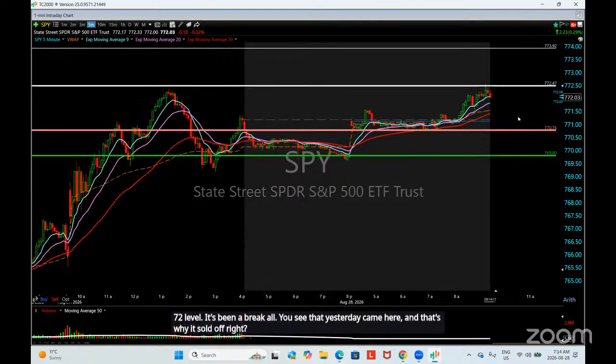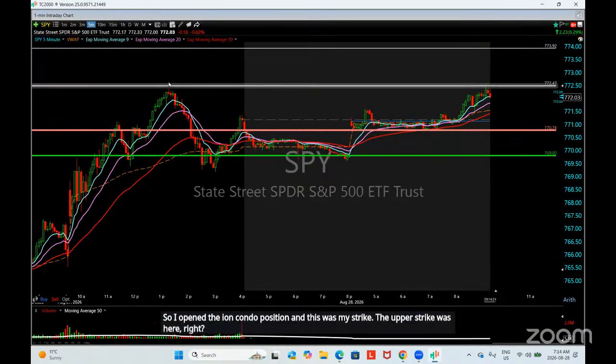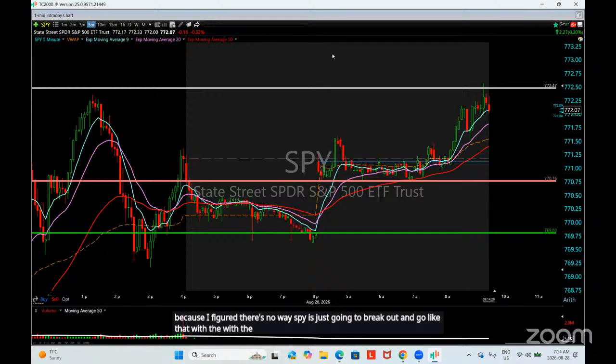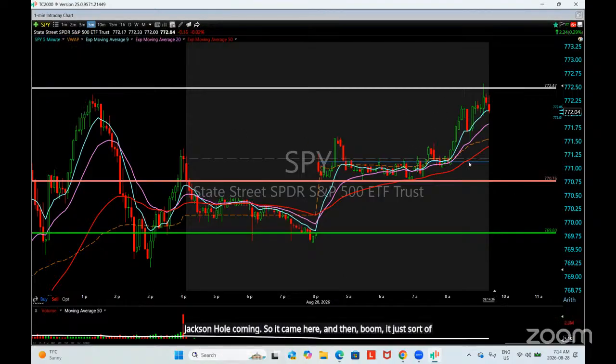So I opened the iron condor position, and this was my strike. The upper strike was here, right? Because I figured there's no way SPY is just going to break out and go like that with the FOMC, like Jackson Hole coming. So it came here and then boom, it just sold off. All right, sold off to the downside.